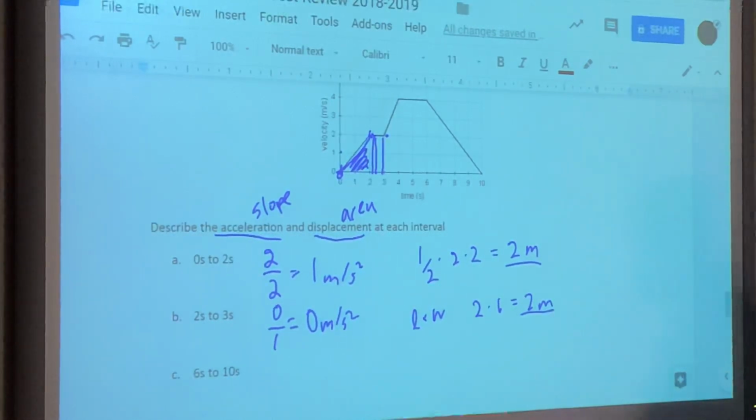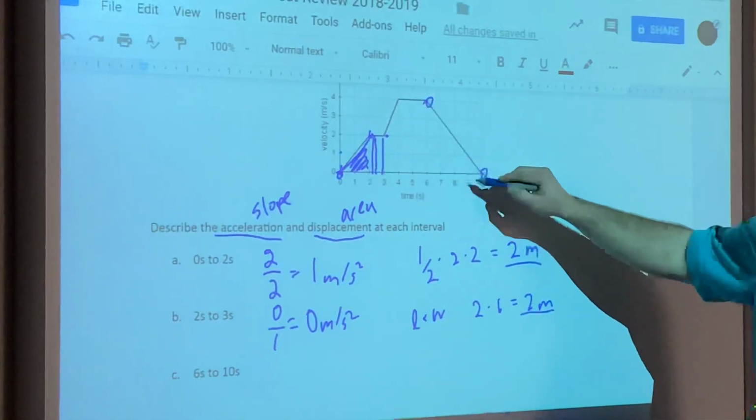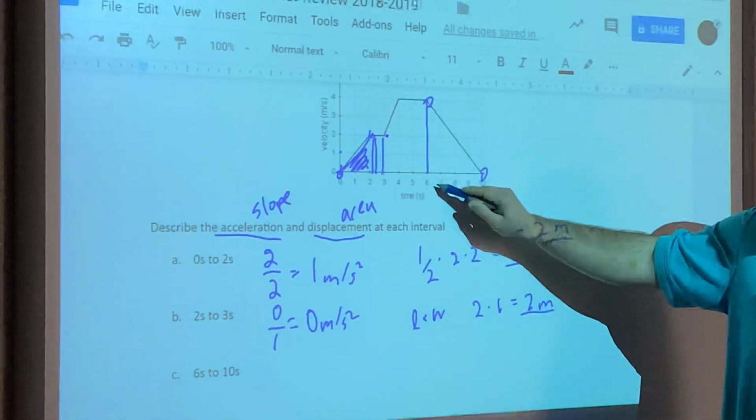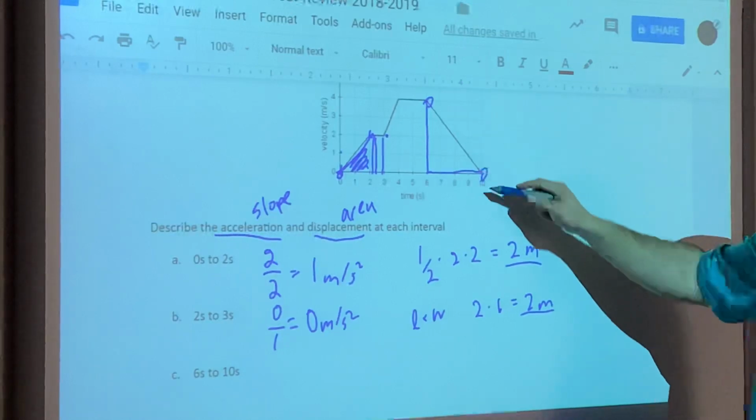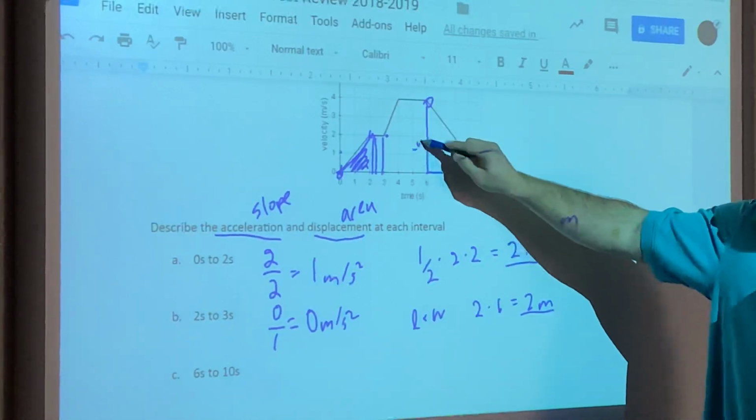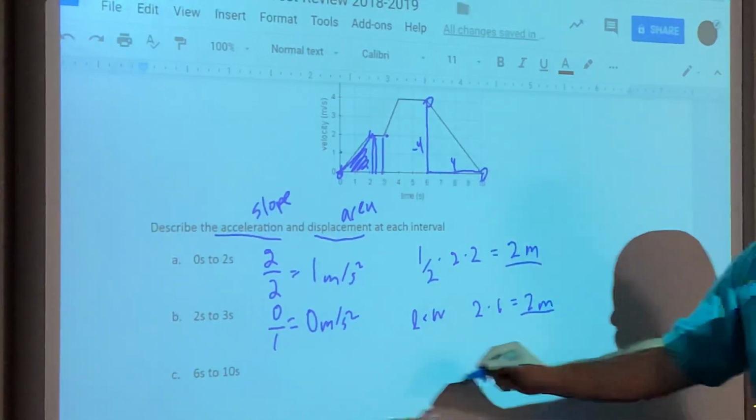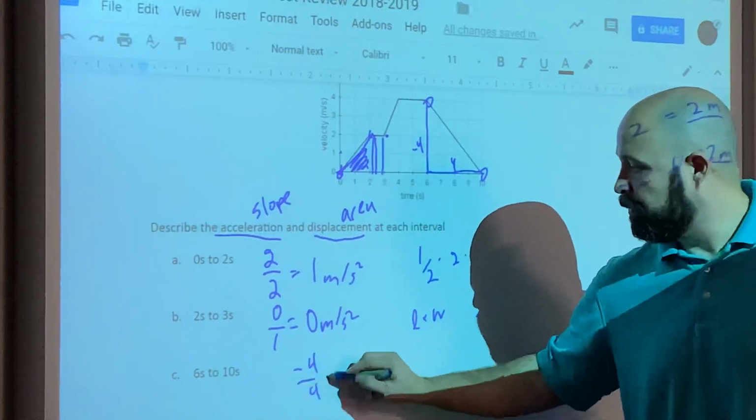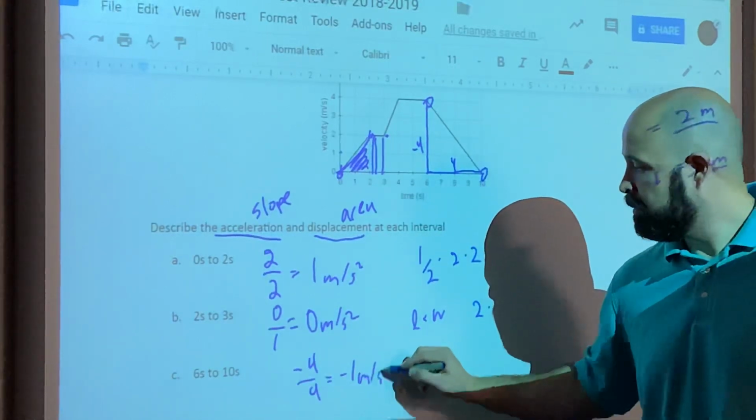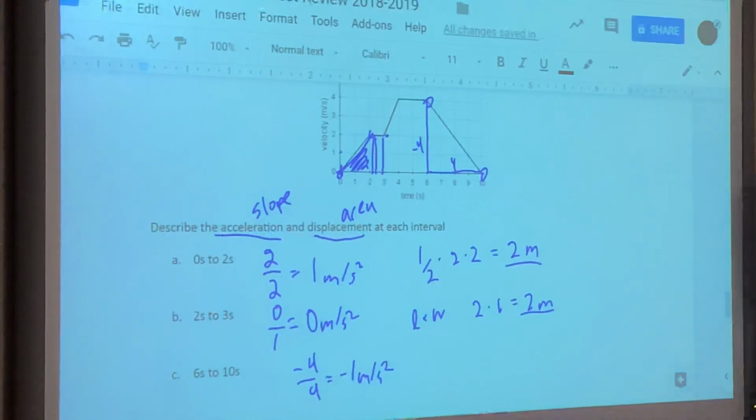From 6 to 10 seconds, we have a slope right here. It's going to be -4 divided by 4. -4 over 4 is equal to -1 for the acceleration. If you have a -1 for acceleration, that means you're slowing down. You're getting slower, you're hitting the brakes. Okay?